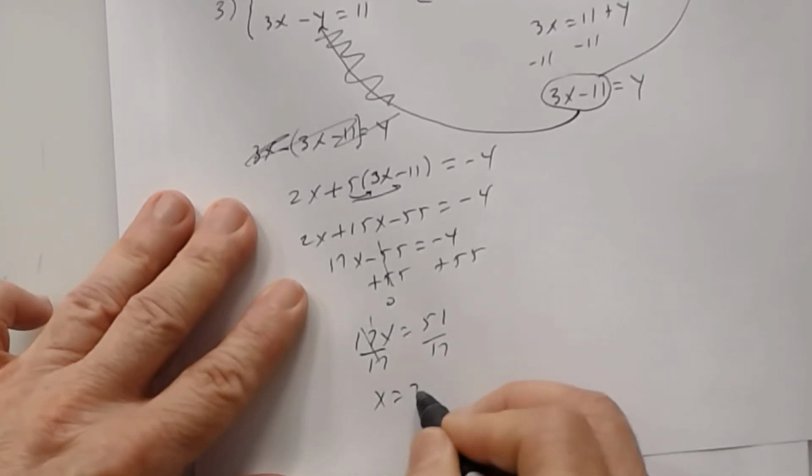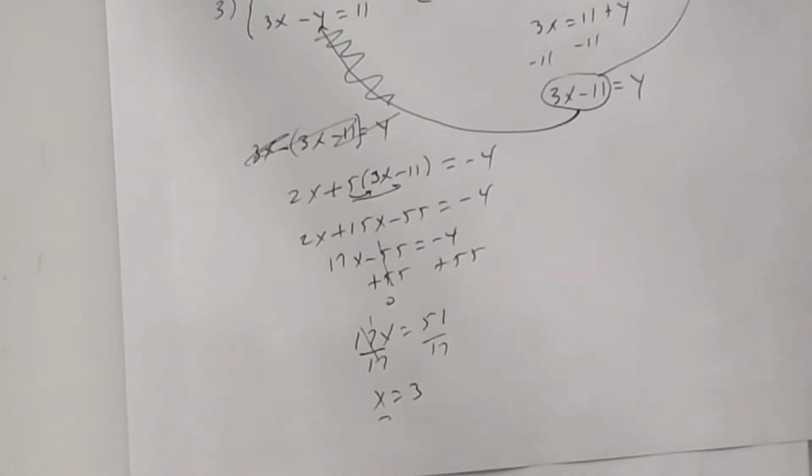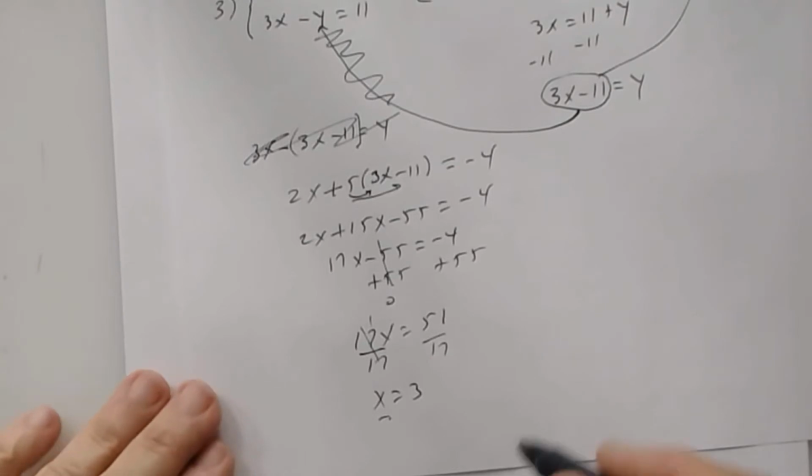X equals 3, right? So what have I just found? The x value. The x value of what? The solution. You're solving the system, right? You're finding the solution. So I found the x value of the solution. I found the x value of the point where they intersect. How do I find the y value?